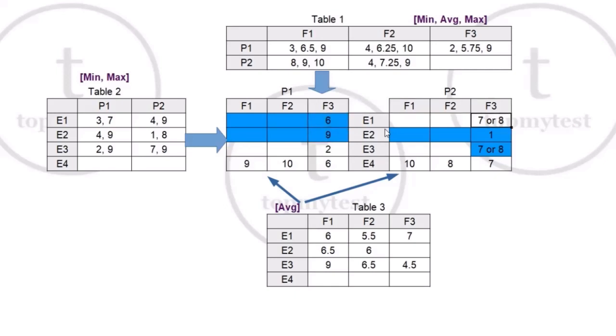Which also means F3 for P2 should be, to get an average of 7, 6 plus 8 will give you 14, and this will be 7. 2 plus 7 gives you 9, average is 4.5. So I have already answered one of the questions. This number has to be a 7. Let us erase what is already done. This column is used up. This is used up. This is used up.